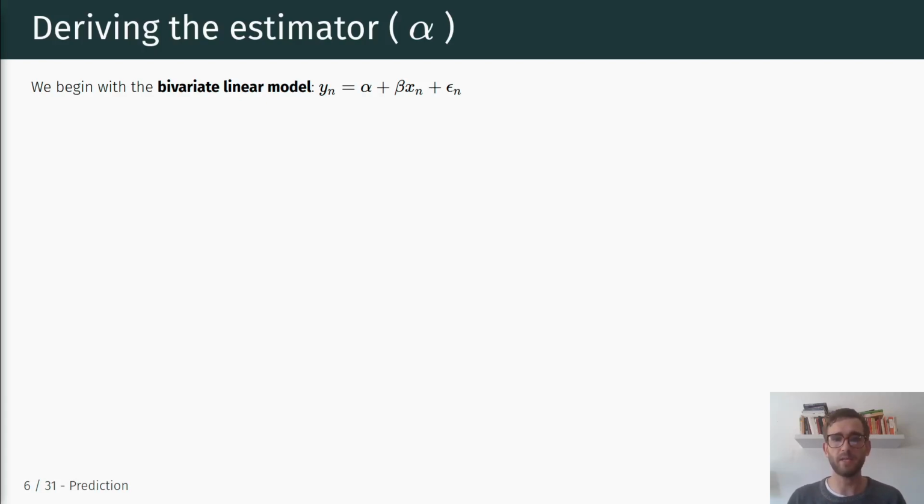So we have one dependent variable, yn, and that is a function of our independent variable xn. The relationship between xn and yn is basically determined by beta, the slope coefficient, and we have the intercept alpha, and we have some epsilon n, some error term.